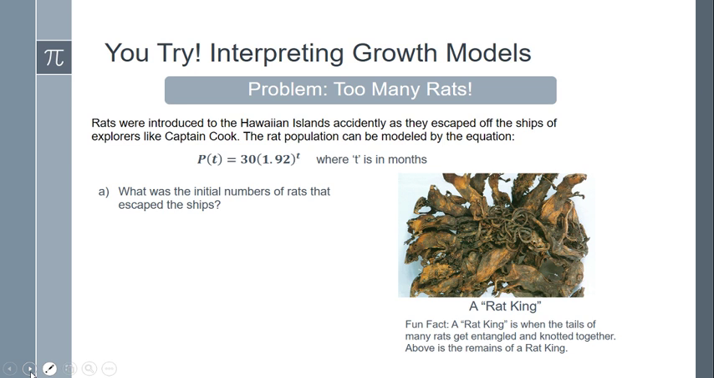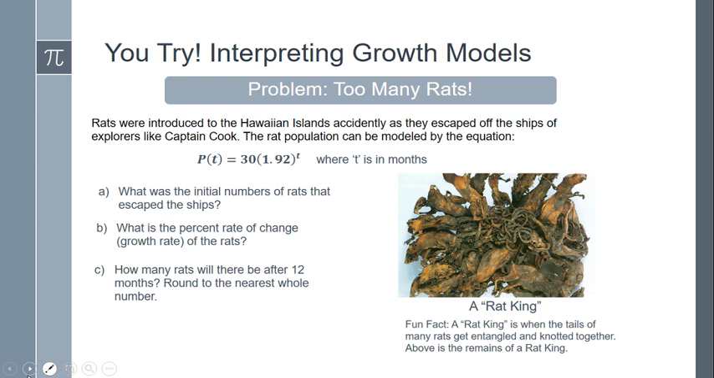Alright, so we're going to want to know first, what is the initial number of rats that escape the ships? What is the percent rate of change, or the growth rate of the rats? How many rats will there be after 12 months? And then how many rats will there be after 3 years? Supposing that none die and none get eaten. So I'm going to give you a moment to pause the video and answer those questions using the exponential growth model.